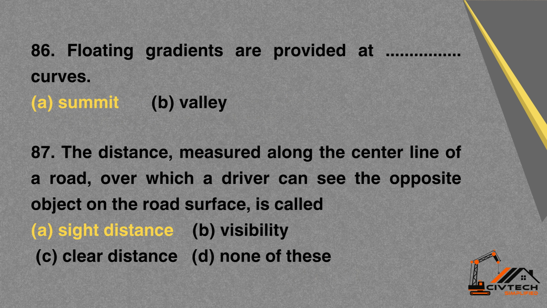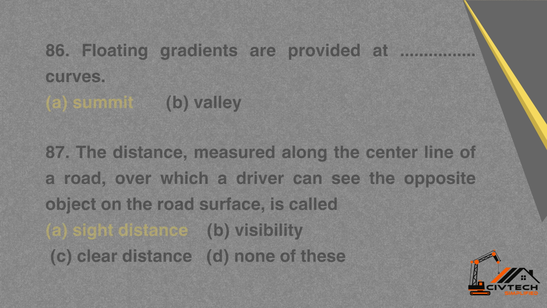86. Floating gradients are provided at these curves: A. Summit, B. Valley. Correct option: A. Summit. 87. The distance measured along the center line of a road over which a driver can see the opposite object on the road surface is called: A. Sight distance, B. Visibility, C. Clear distance, D. None of these. Correct option: A. Sight distance.